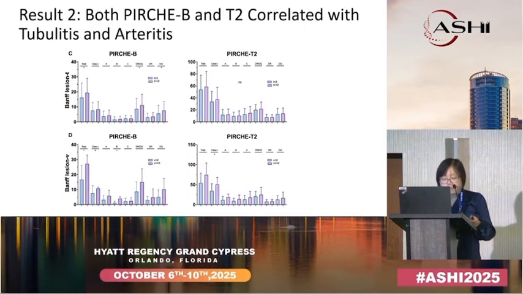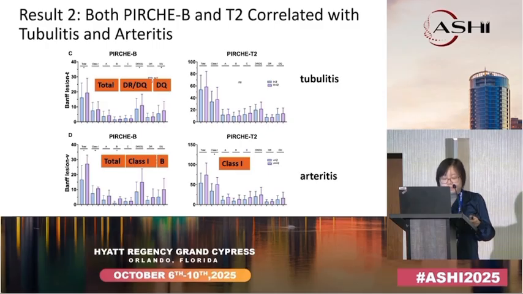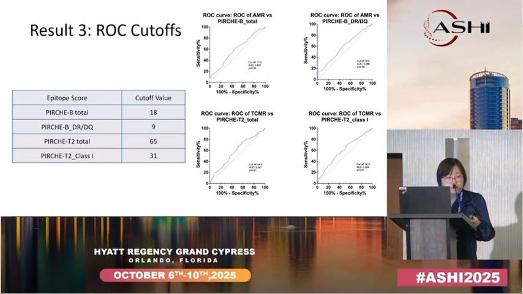And we also found that both PIRCHE-B and T2 are correlated with tubulitis and arteritis, which are consistent markers of T cell-mediated rejection. So those two results are a really powerful validation step, because the PIRCHE scores did not just predict rejection categories, they also line up with the specific Banff lesion patterns we would expect in the study. Then we used ROC analysis to identify threshold values that could separate patients with or without rejection.